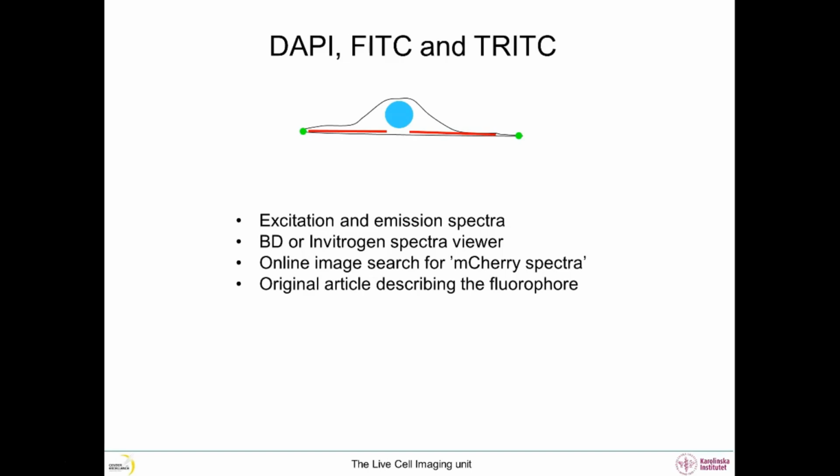You can also find the original article describing the fluorophore. Or you can look at the specification sheet of the fluorescent dye on the website of the company you bought it from. So the first thing we will do in the workshop is that we will find all the spectra of all the fluorophores that you have in your sample, including any nuclear dye. And that is the spectra, not only the excitation peak and the emission peak.